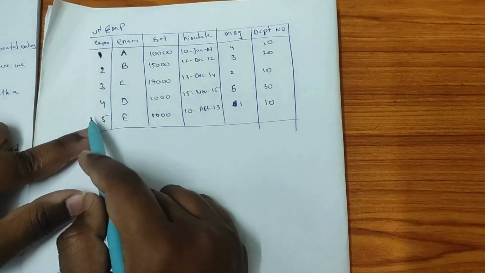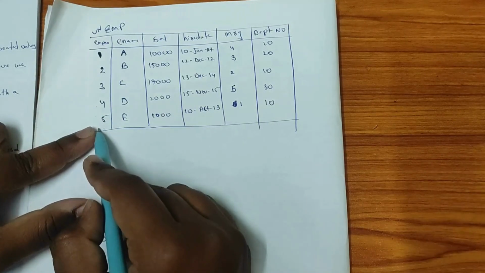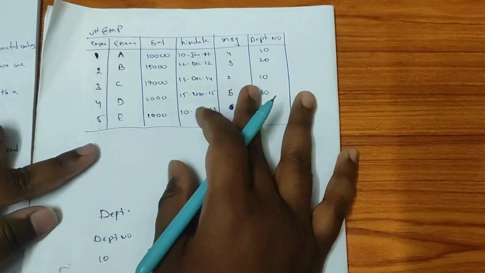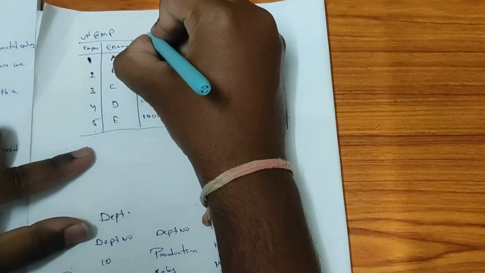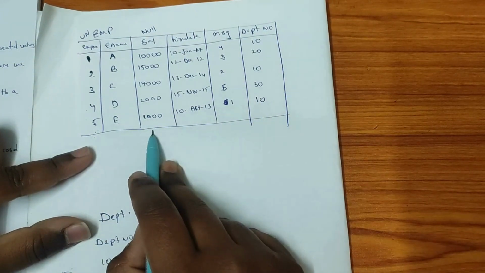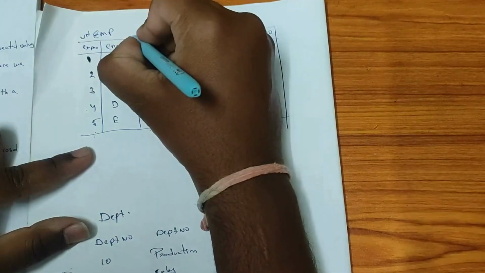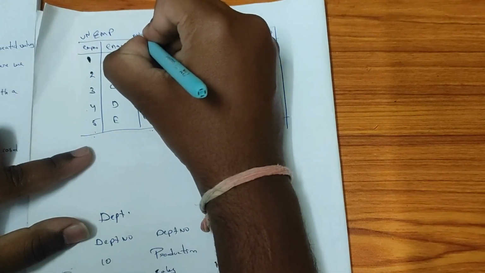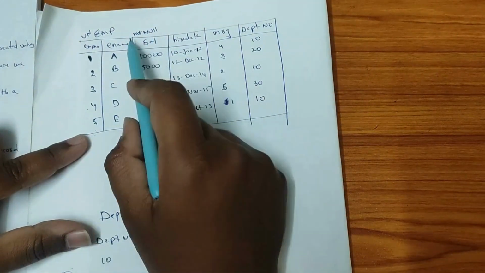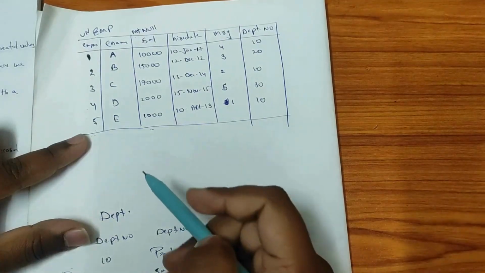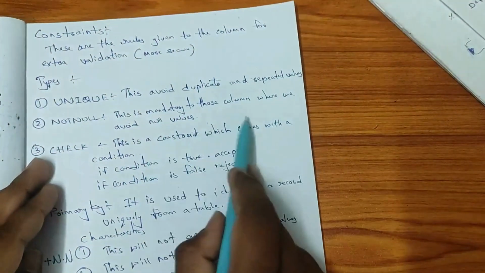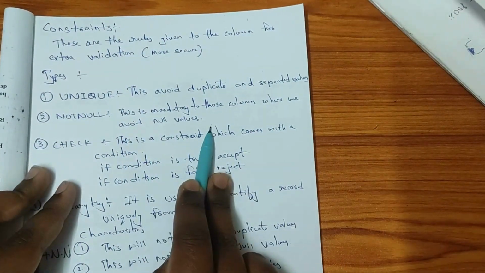Okay, and not null. In some columns we can put null, but in salary we can't put null because we have to give something to the person, so we should not put null. While creating the table in the schema, we write not null over here. So this is not null. It is mandatory for those columns where we want to avoid null values.